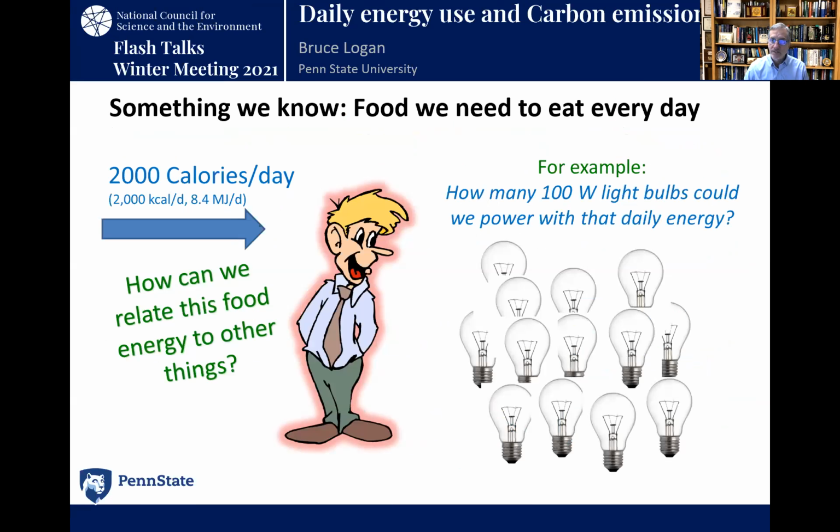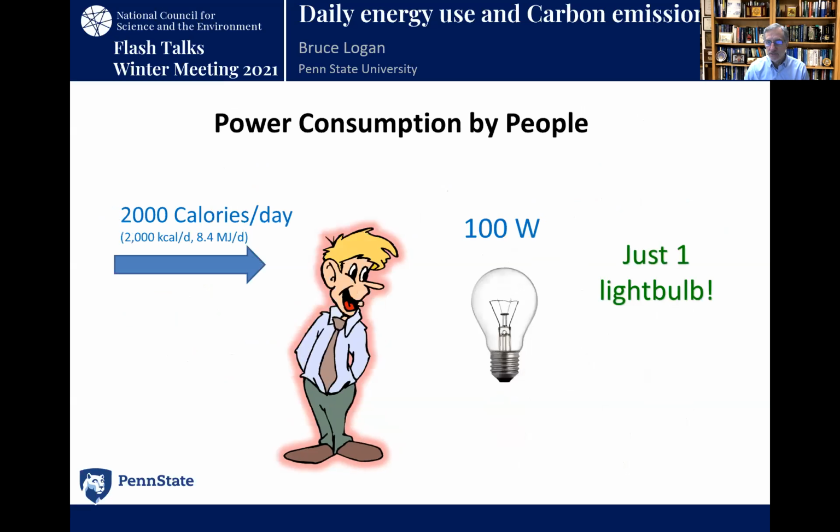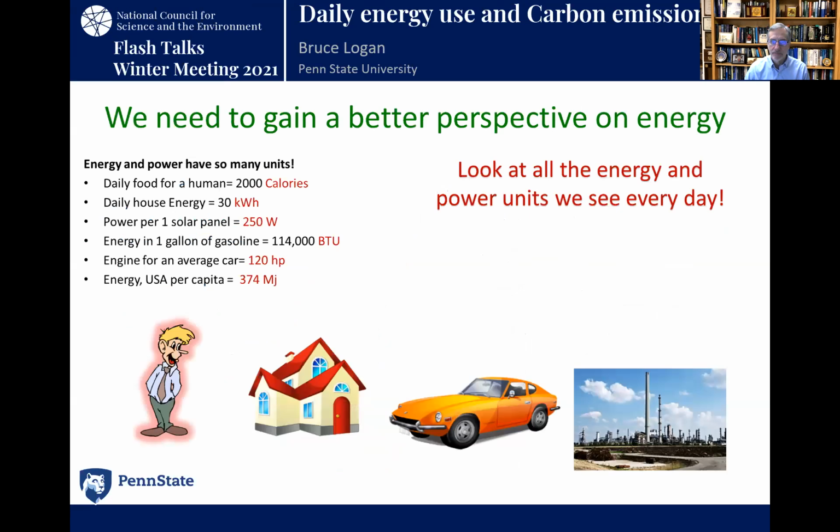Well, let's think about something we know in terms of energy, which is how much food we eat every day, and that's about 2,000 calories of energy that we consume every day. So the first question is, how many 100-watt light bulbs could you run with that energy? And the answer is about one light bulb. And so that 2,000 calories is about equal to 1/100 light bulb running continuously.